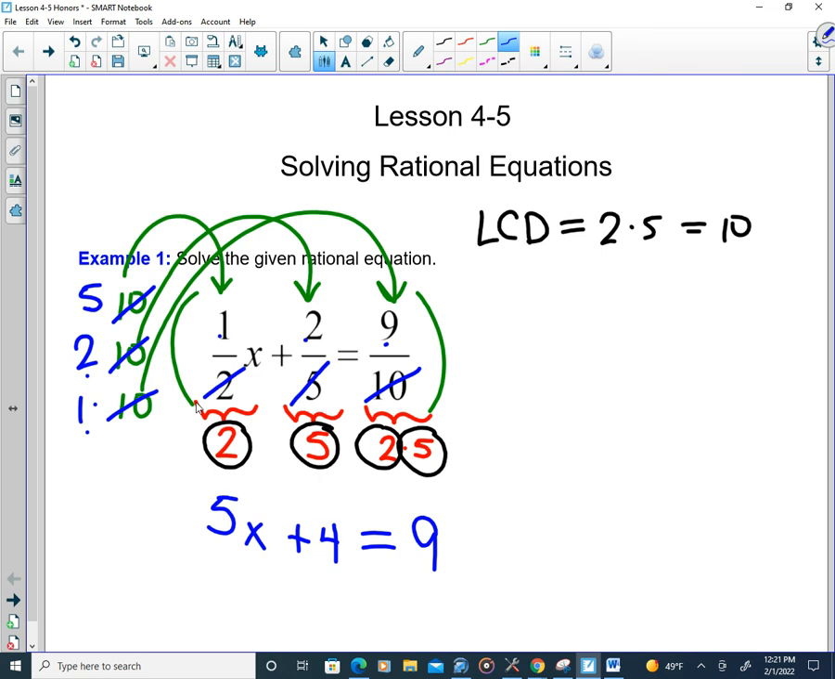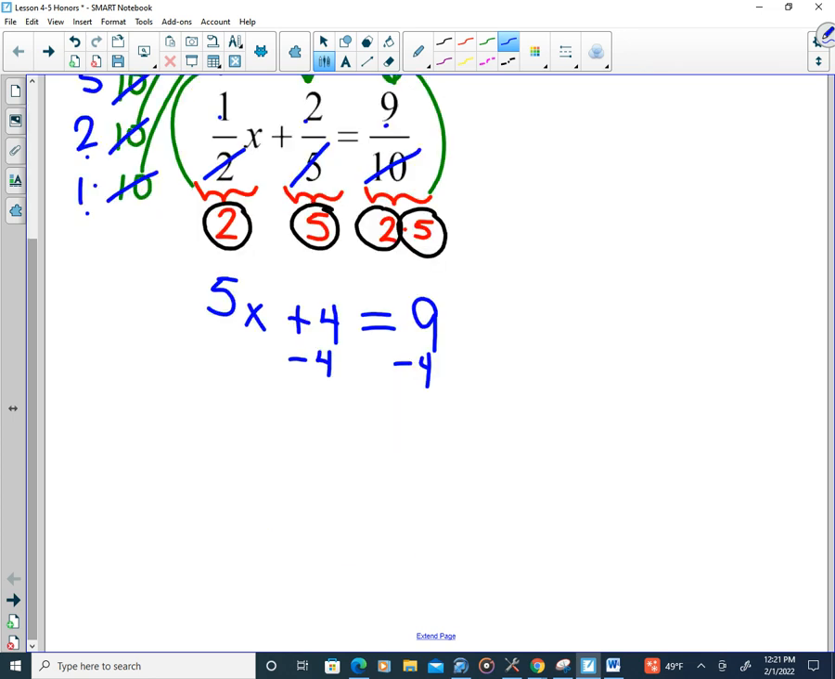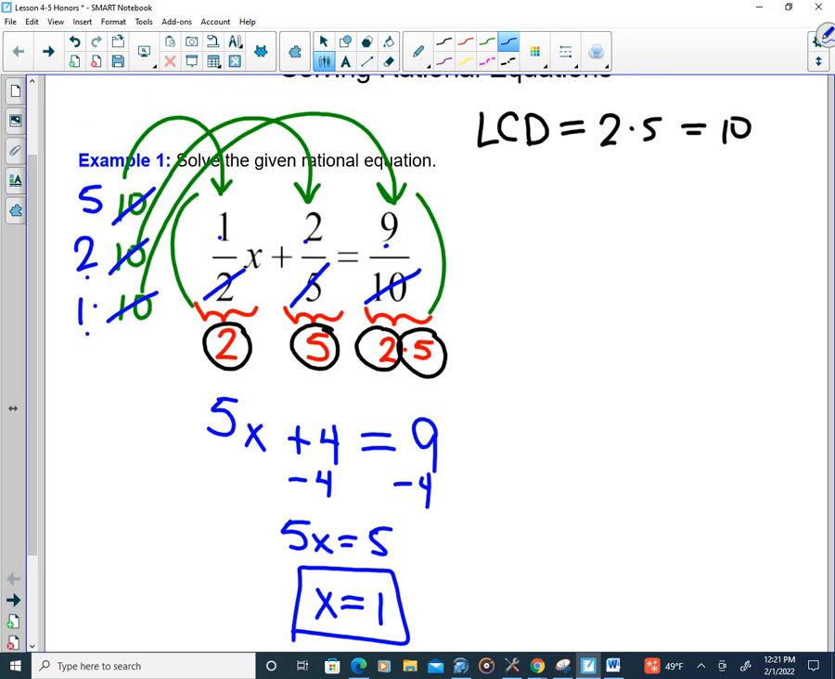Getting rid of the fractions makes it easier to solve. Now we just have a 2-step equation here, so we could subtract 4 from both sides. We got 5x is equal to 5, and then x is equal to 1. And that's my solution. Okay? That was a simple one. We have done ones like this before, at the beginning of the school year.